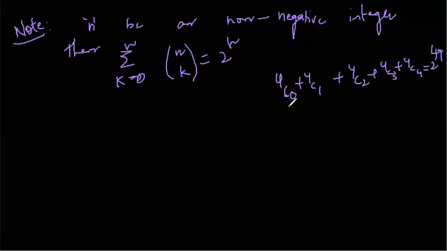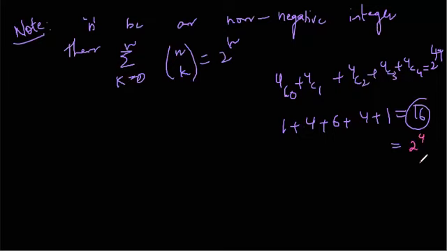Let's verify it because we already know the values of 4C0, 1, 2, 3, 4. So 4C0 was 1, 4C1 is 4, and this is 6, and again 4 and 1. So this will be equivalent to 1 plus 4, 5, 6, 11, and then 15 and 16. 16 can be written as 2 power 4, which is proving your equality.